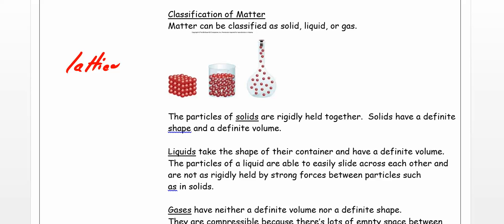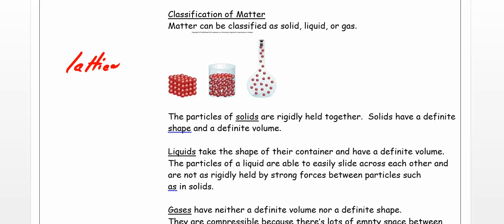The second category that we're going to look at is called a liquid. Now, a liquid doesn't have this lattice. The particles are more free, certainly, to move around because the bonds which hold those particles together are not as strong. They're not as rigid. Therefore, we say that liquids take the shape of their container and they have a definite volume. They are not what we call compressible. The particles of a liquid are able to easily slide across each other and are not as rigidly held by strong forces between particles such as they would be in solids.